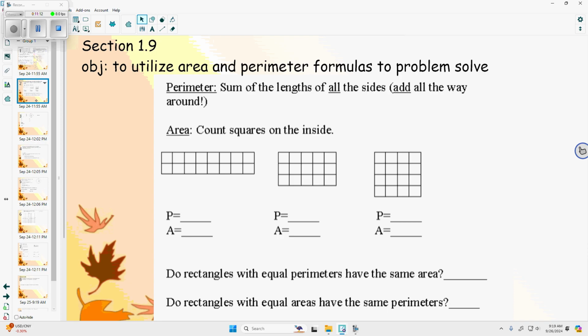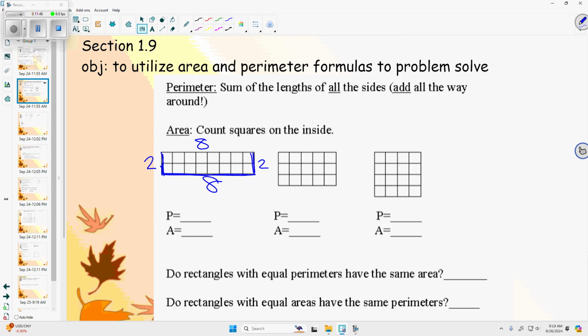How I get perimeter? Count squares around the outside. So how many squares are on this outside? No. How many squares are right here? How many squares are right here? How many squares are right here? How many squares are right here? Anybody want to change their answer on their sheet? Oh, distance around the outside. You got to check every piece of it around the outside.